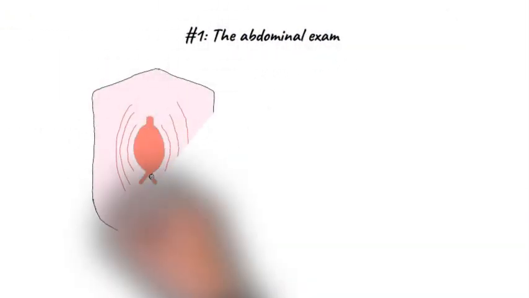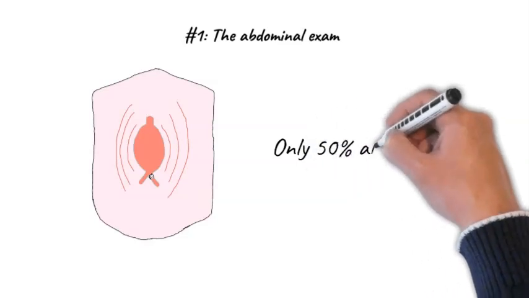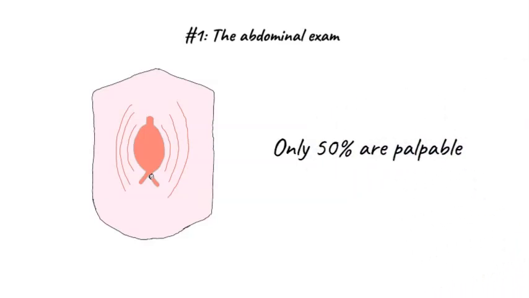Number 1. Relying on the abdominal examination to rule out a AAA. Only about half of abdominal aortic aneurysms are palpable on exam. If you are in any way concerned, you need to get a scan to rule it out definitively.